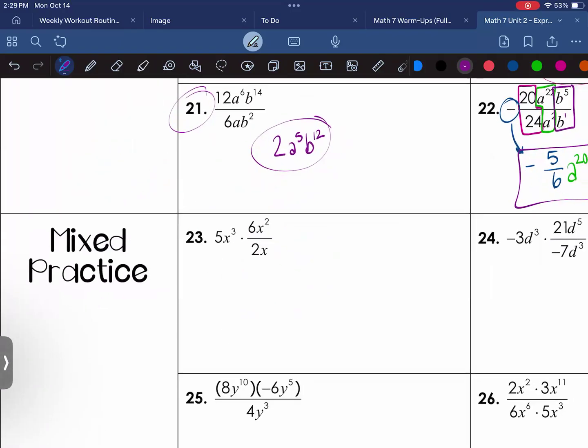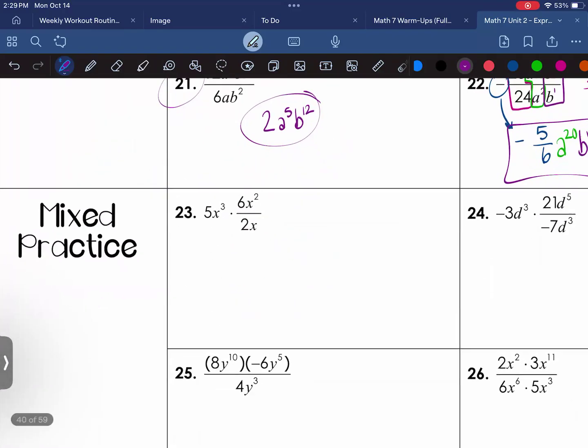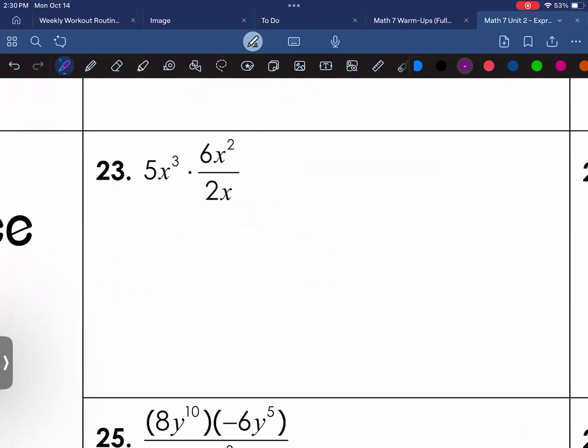All right, moving on to the mixed practice section now. So now you know how to multiply monomials and you know how to divide monomials. We are going to put it all together, okay? So looking at number 23, we have a fraction first. So we're gonna actually, multiplication and division.